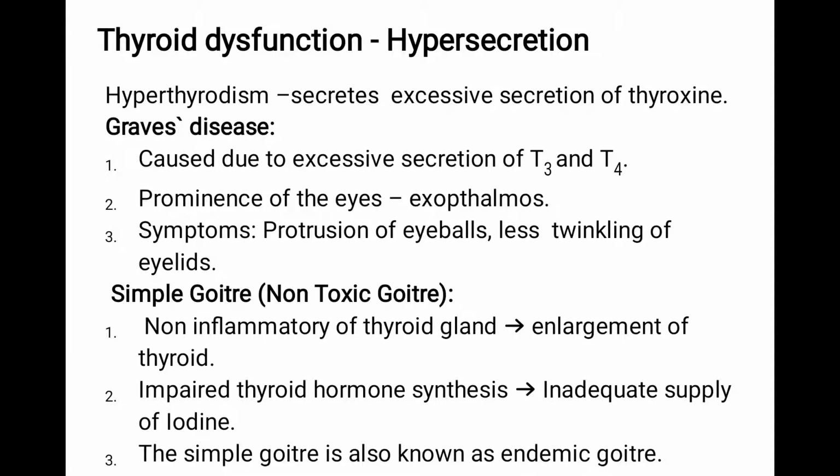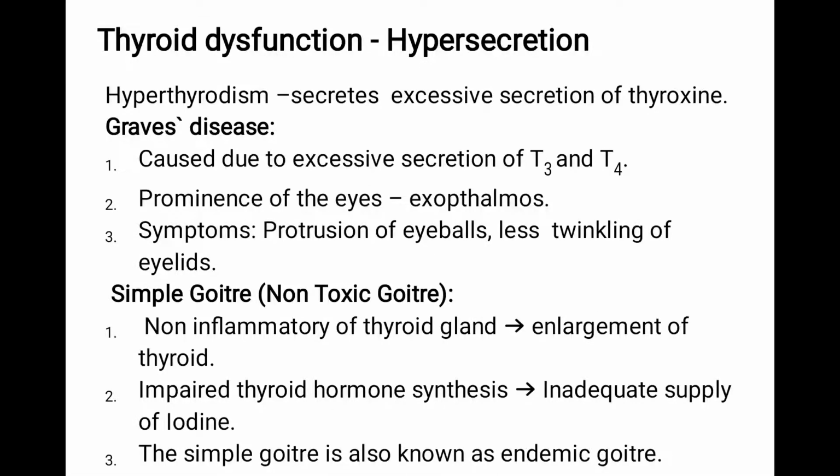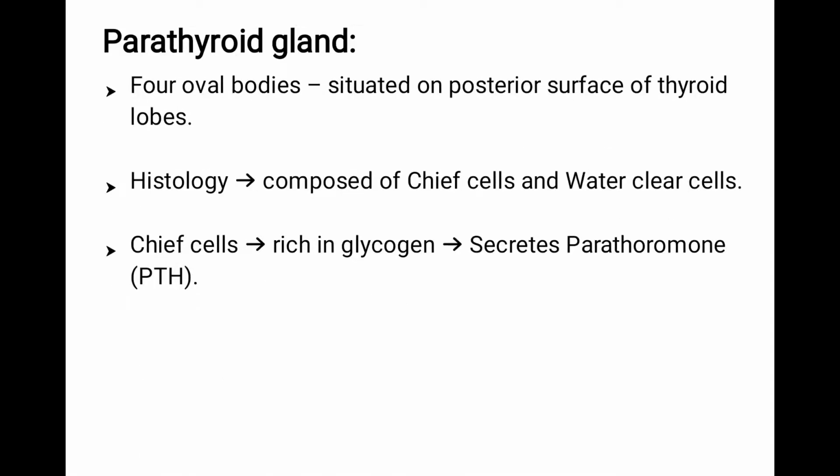Then another disorder is called simple goiter or non-toxic goiter. Due to non-inflammatory enlargement, there will be enlargement of the thyroid. Impaired thyroid hormone synthesis results from an inadequate supply of iodine. Simple goiter is also known as endemic goiter, which means insufficient supply of iodine results in the enlargement of the thyroid gland. The thyroid gland becomes enlarged and causes a condition called goiter. That's called simple goiter. And the other gland is the parathyroid gland.